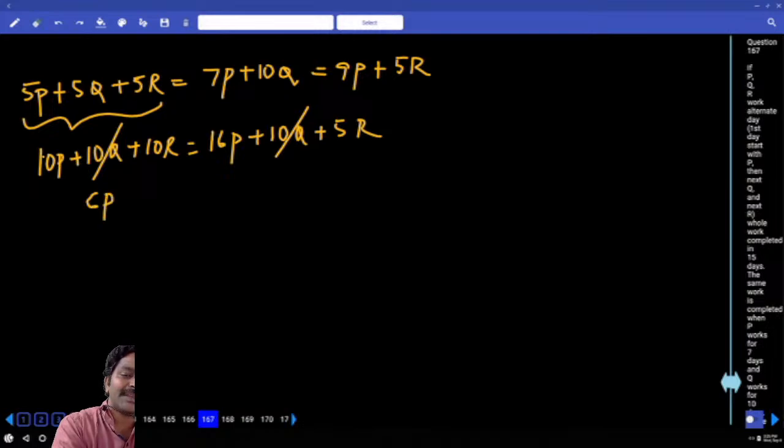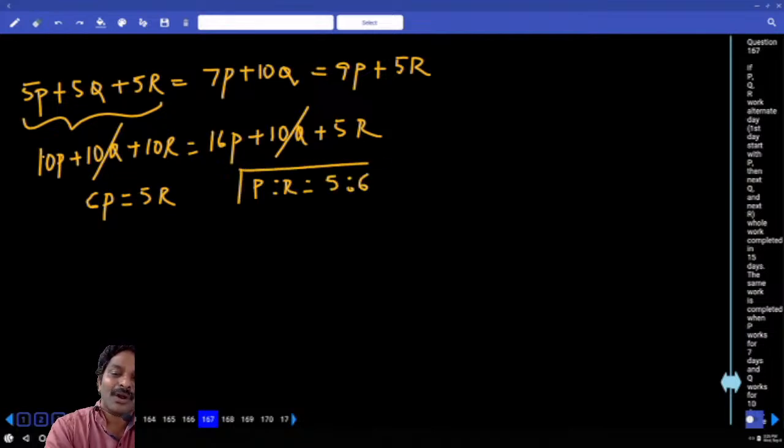From this, 6P is equal to 5R. From this, P by R is equal to? That means P is to R is equal to 5 is to 6. What ratio is this? Efficiency ratio. Now I will substitute in one of those two equations. We can get Q's efficiency also.